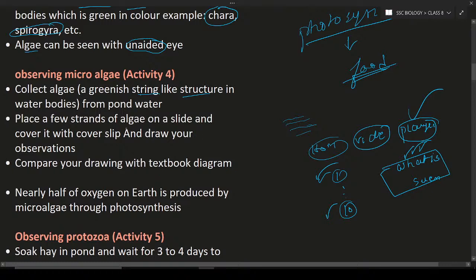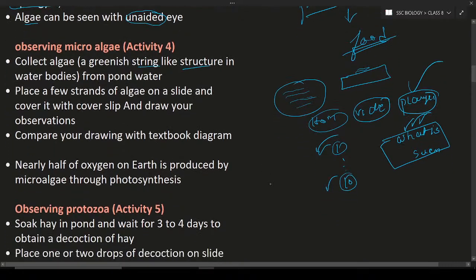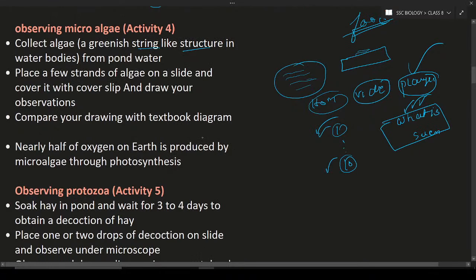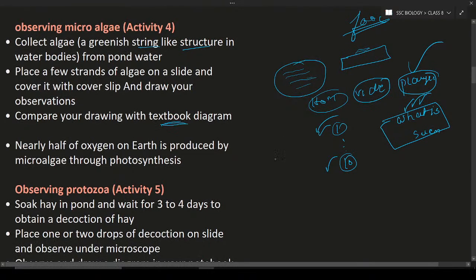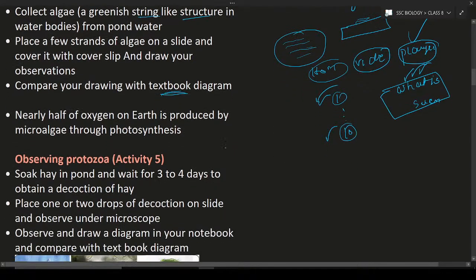Okay. So place a few strands. Go to the pond, collect a few strands, and place them on the slide. Take a microscopic slide, place the strands on the slide, keep it under the microscope and observe. If you observe under the microscope, what can you see? You can clearly see these strands. Compare your diagram with the textbook diagram. After seeing under the microscope, compare your observation with the textbook diagram. You can clearly differentiate between those two. Your observation and the textbook diagram look almost similar.